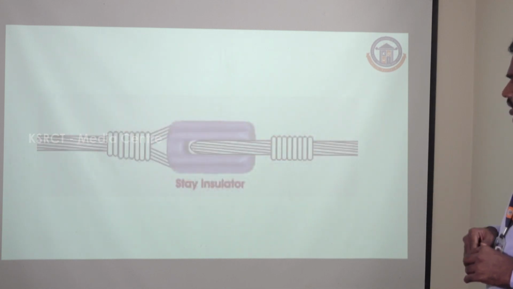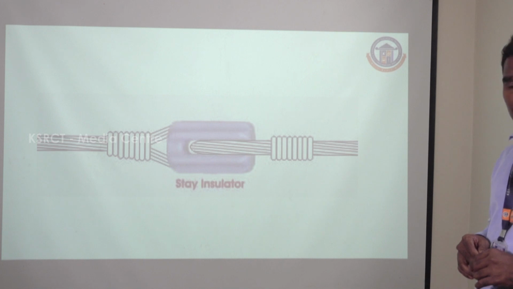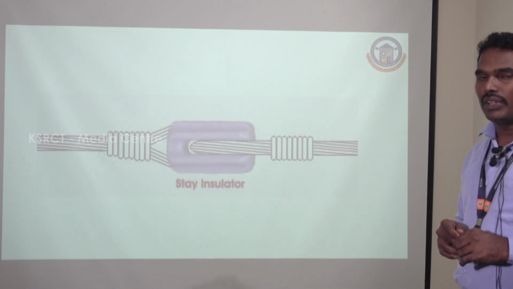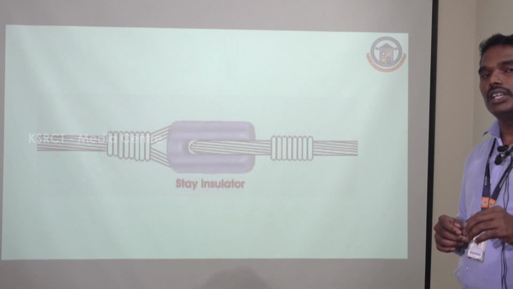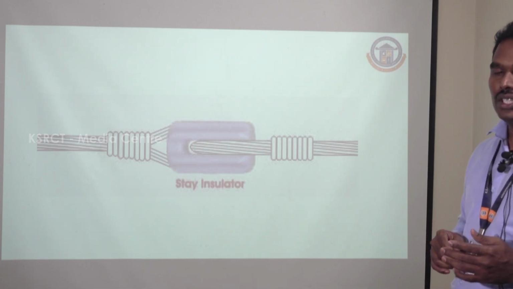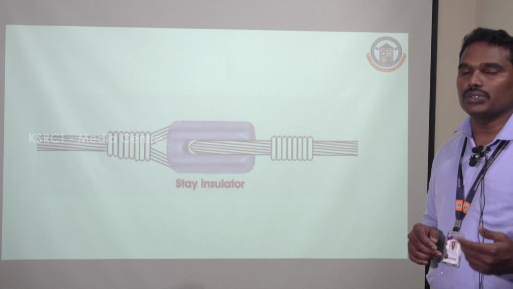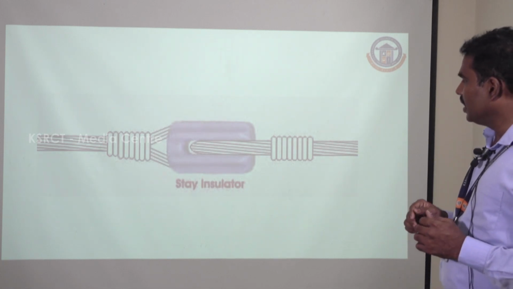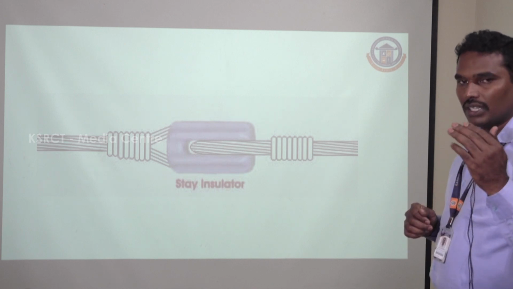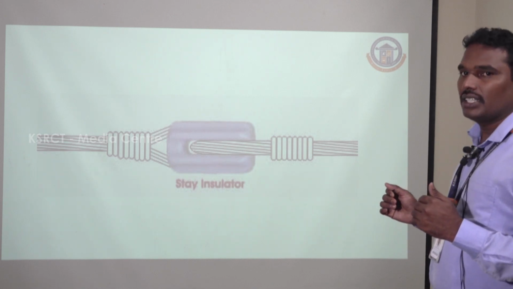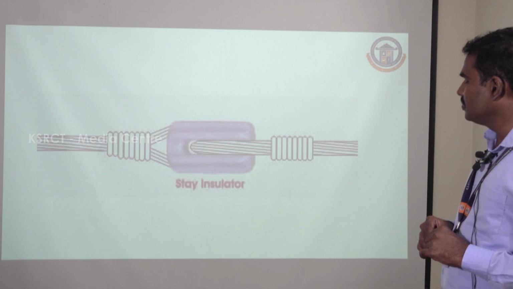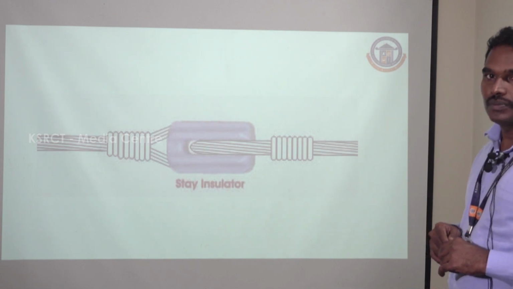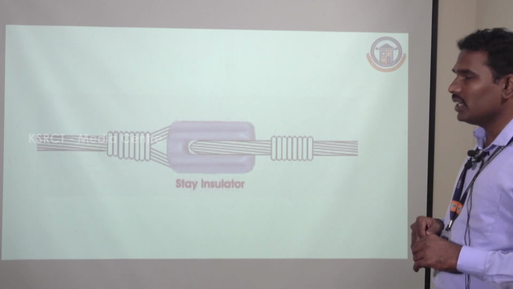Then another one is strain insulators. In our transmission system or distribution network, we are utilizing the stay wire. In a stay wire, leakage current is also possible. So in order to avoid such worst cases, we go with strain insulators. It will separate your line conductor and earth conductor, so that we can avoid the leakage current to earth. It is mainly focused on human safety.